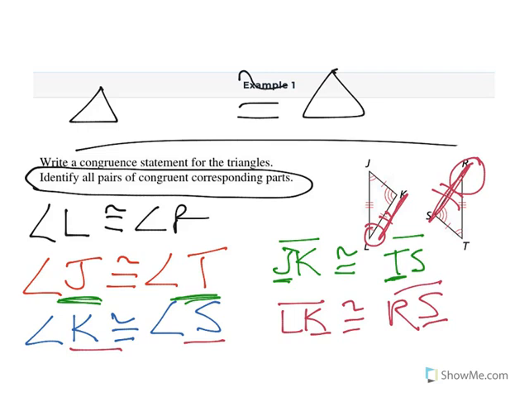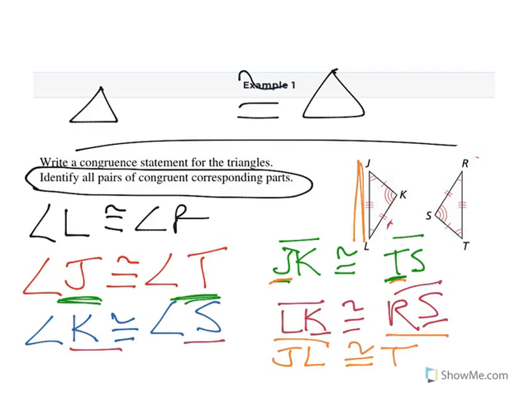Okay, and then last but not least, we've got the third side. So JL is congruent to, and we know already that we want J and T, right?